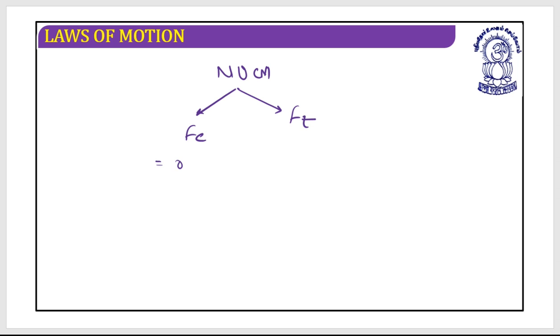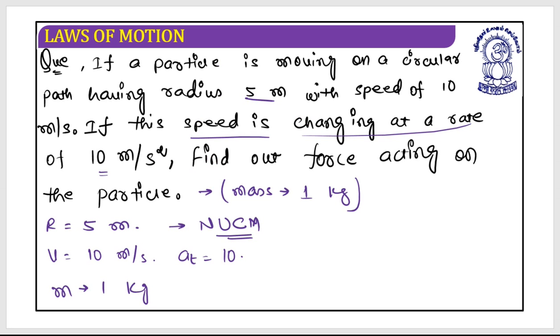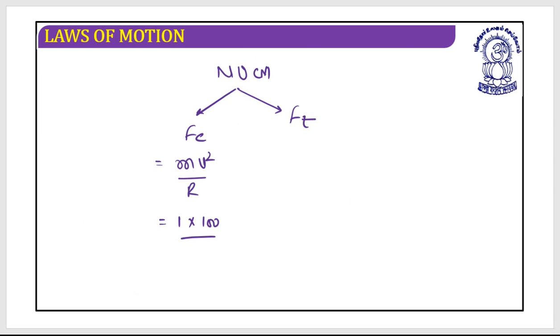F_C can be considered as mv square by r, that is equal to mass of 1 kg, velocity of 10, so 100, divided by radius of 5 meter, so it's 100 by 5, which is equal to 20 Newton. And F_t is m into dv by dt. The mass is 1 kg and dv by dt is 10. This is equal to 10 Newton.